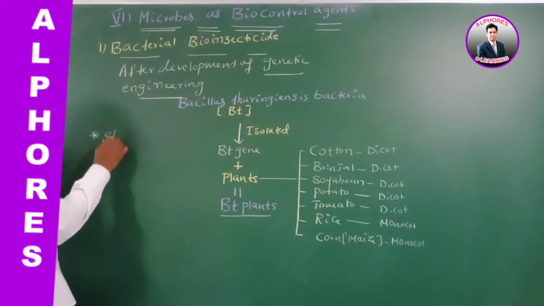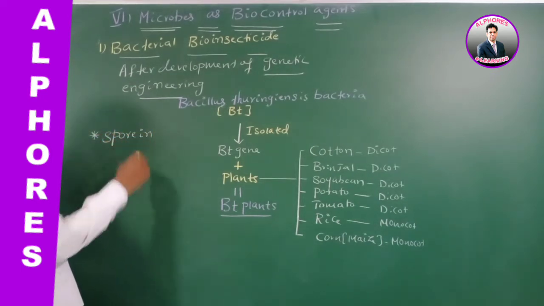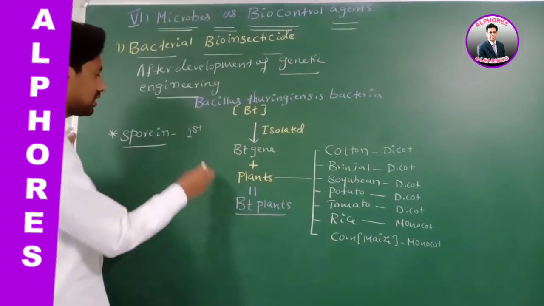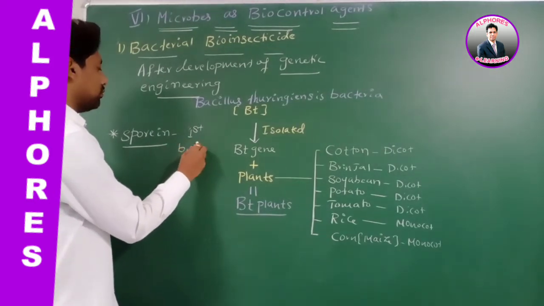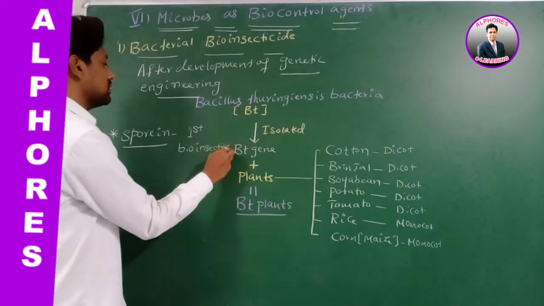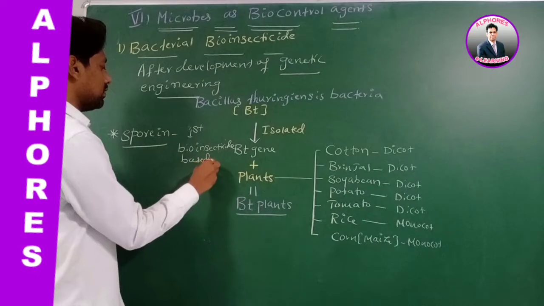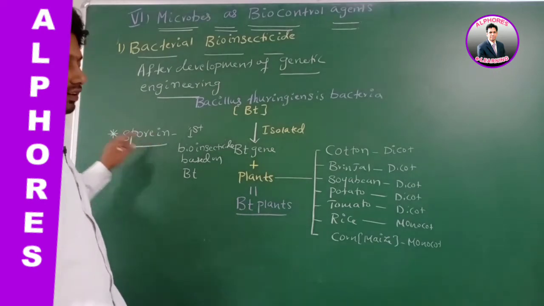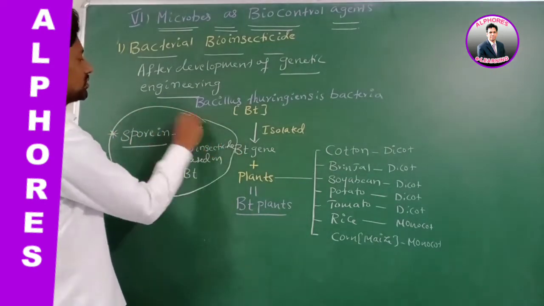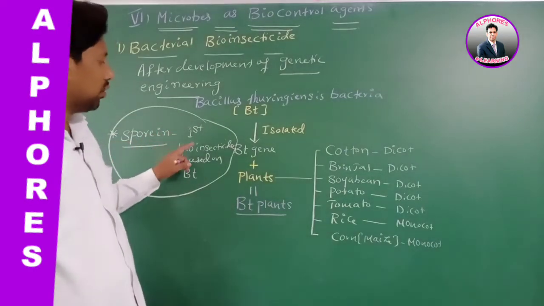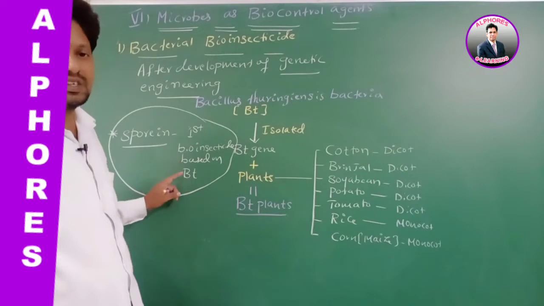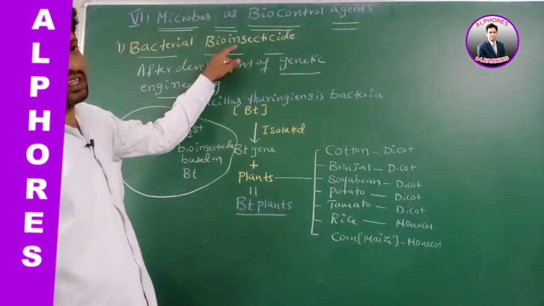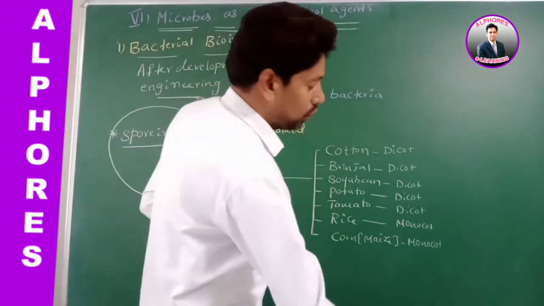Sporin. What is it? Sporin is the first bioinsecticide based on BT. BT stands for Bacillus thuringiensis bacteria, right? Therefore, sporin is the first bioinsecticide based on what? Bacillus thuringiensis bacteria. Is it okay? Right. This is concerned with bacterial bioinsecticides. Right. Now go for number two. Go for the second one.